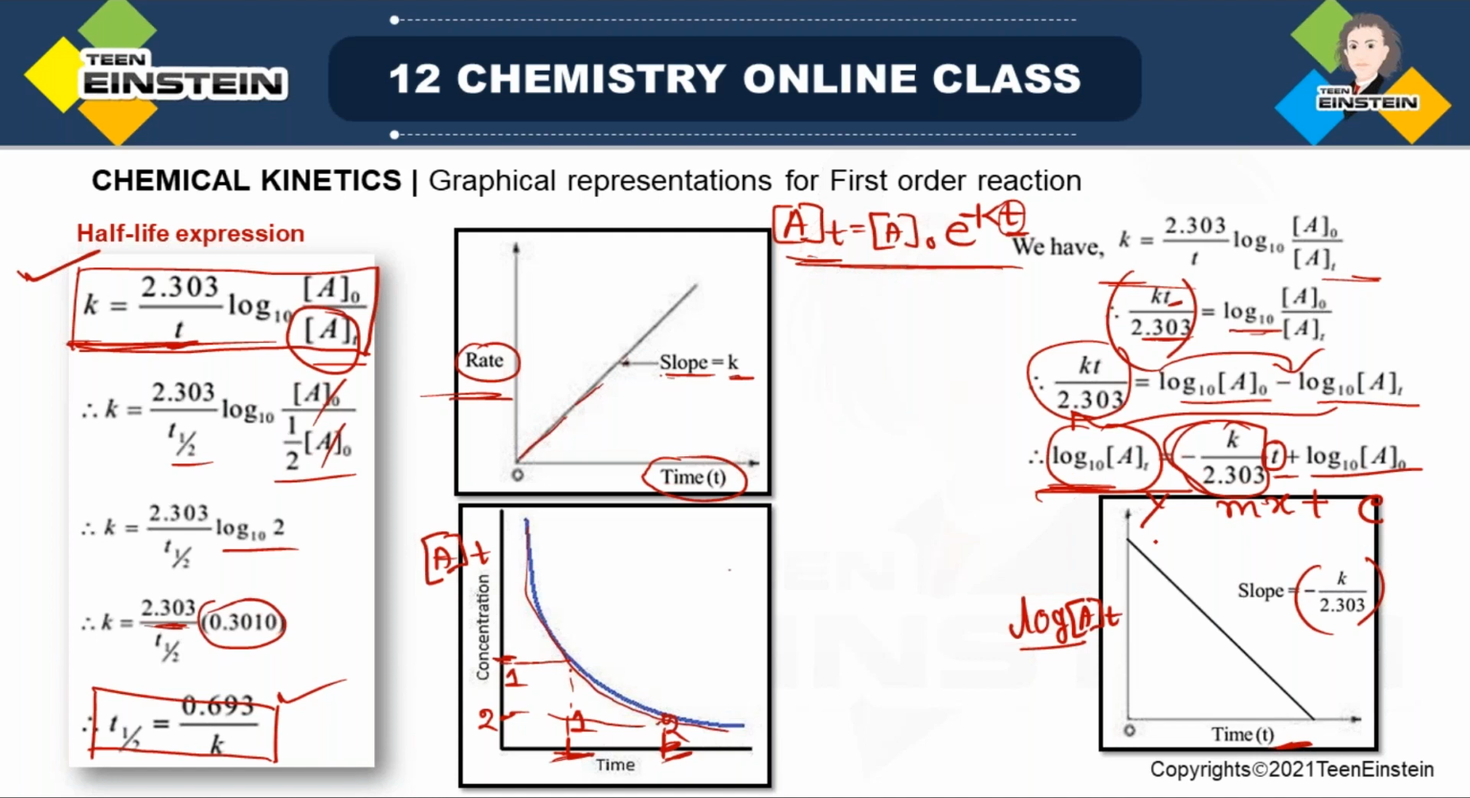In the next class we will see the general expression for nth order reaction, because order may have higher values. If we know the general expression for nth order, then we can derive any order; you just have to put the value of n. So is there any doubt regarding the whole class?